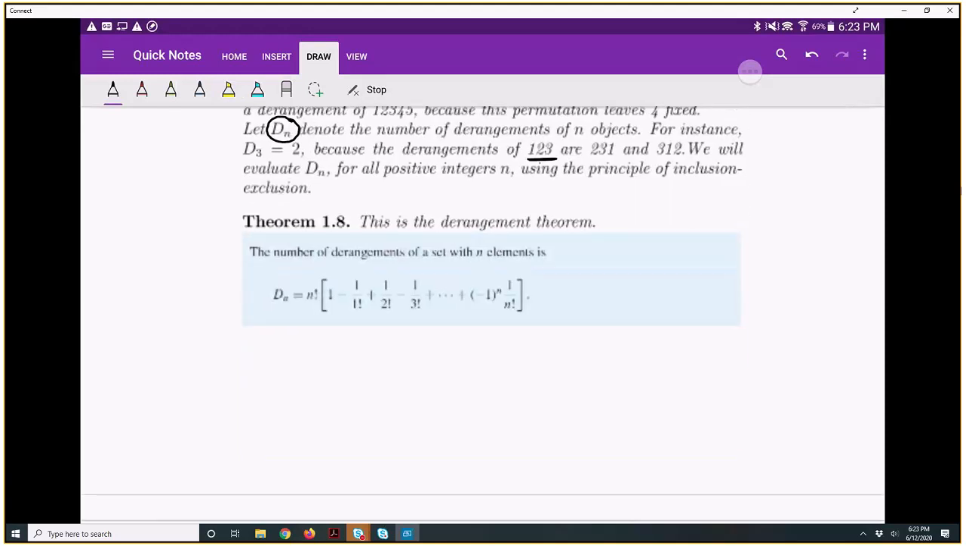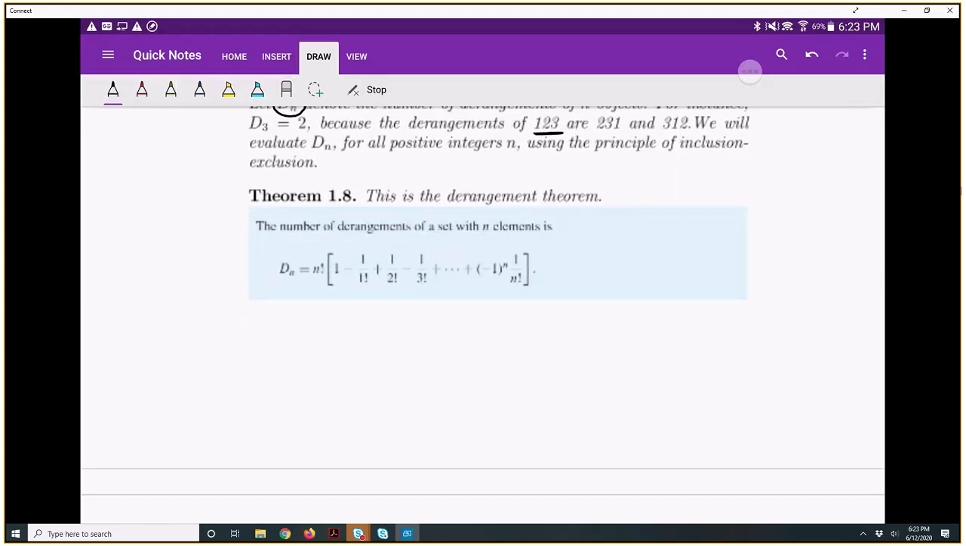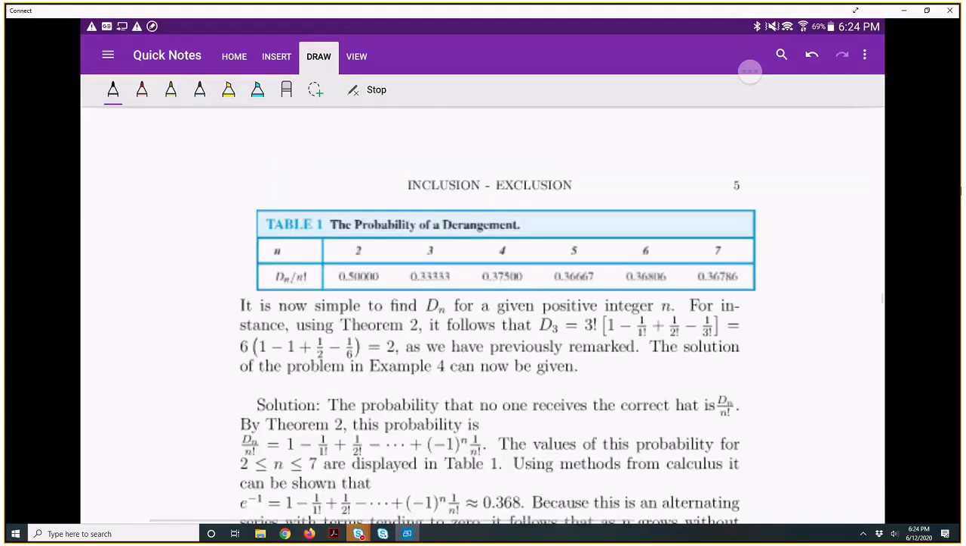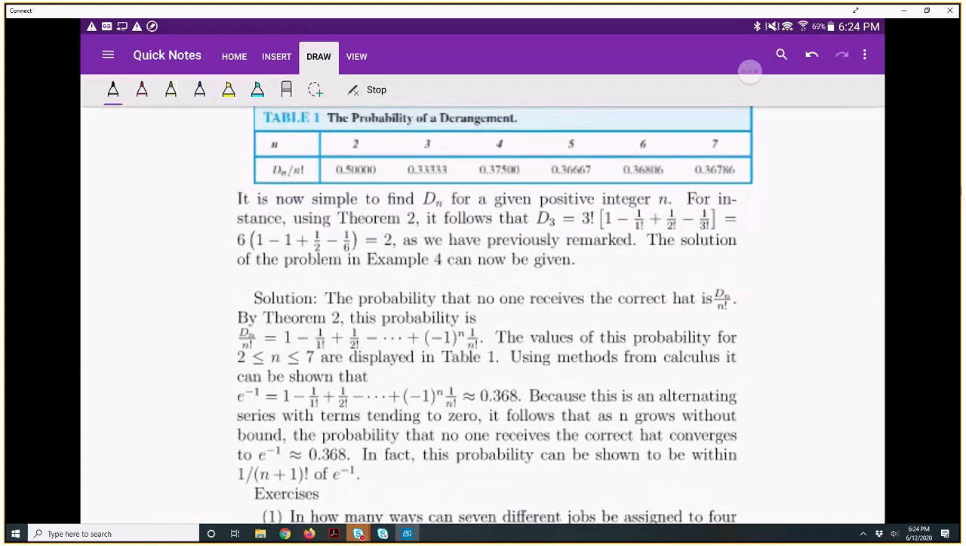And there is a theorem that will tell us the number of derangements. We're not going to cover the proof in this lecture, but the number of derangements of a set with n elements is going to be n factorial times 1 minus 1 over 1 factorial plus 1 over 2 factorial minus 1 over 3 factorial, and carrying on until we get to negative 1 to the power n over n factorial. So using this theorem, it's very simple to find the number of derangements for a positive integer n.